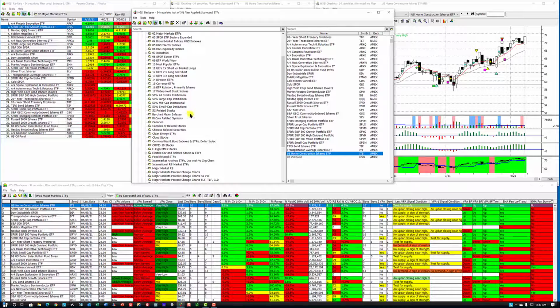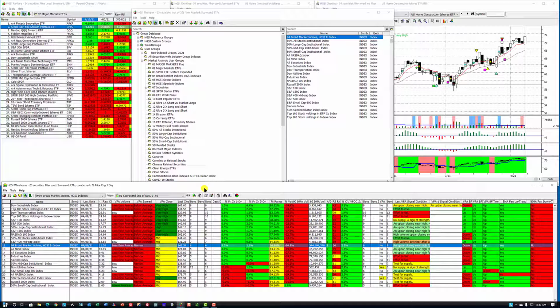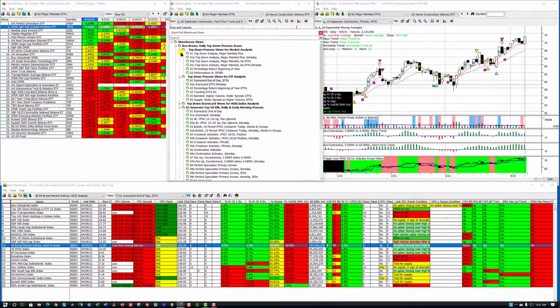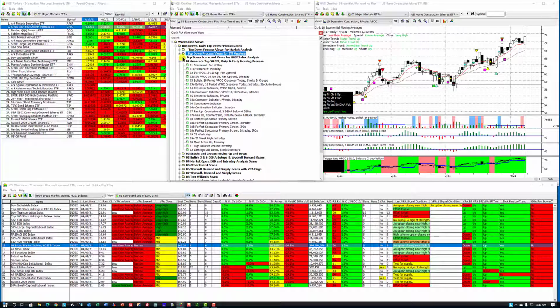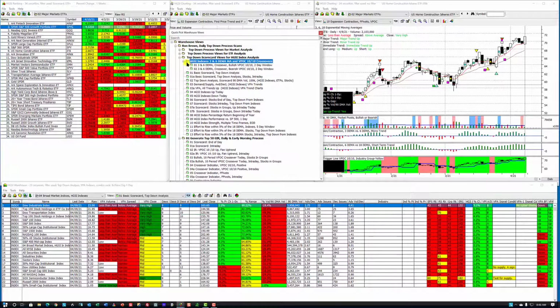Now I'm going to choose another group. I'm going to go to my broad market indices. These are indexes that are created by HGSI Investor, and they're market cap weighted. I'll click through to the indexes, and I'll just move this out of the way, bring up the quick pick, and I have a folder specifically for HGSI indexes. And let's see, here it is. You can see under HGSI indexes, just a basic scorecard. I've clicked through to it already.